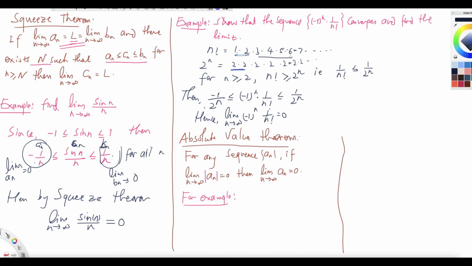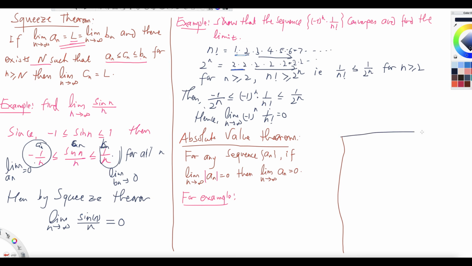All the terms after that, n factorial will be bigger than 2 to the n. So 1 over n factorial will be smaller than 1 over 2 to the n for n greater than or equal to 2. That's what we got here. Now we can see that this converges to 0.